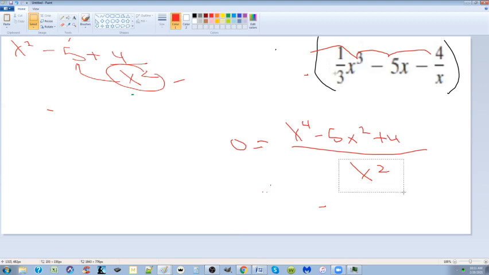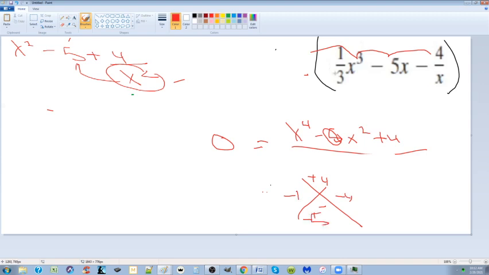Okay, how do I get rid of this denominator? I multiply both sides by a reciprocal. It becomes 0 over here, and it cancels out over here. So I'm left with this. So clearly I'm looking for factors that multiply out to plus 4, but add up to minus 5. And I'm talking about minus 1 and minus 4. So the factors are here, and you might say it doesn't have a factor that's x to the 4. No, it's x squared minus 1, x squared minus 4. So that is the factored version of this.